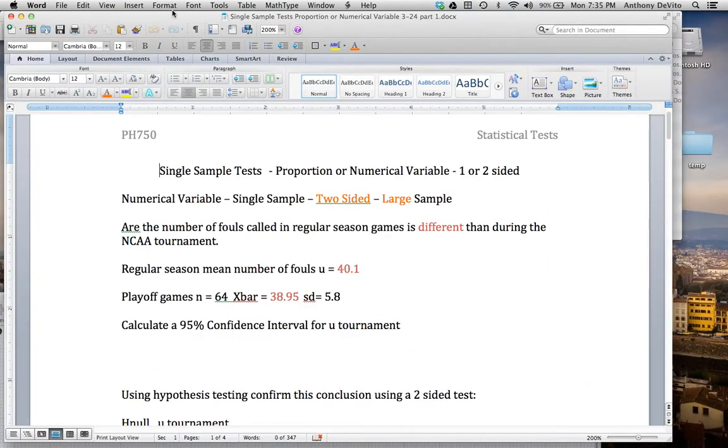It's a Word document, and we're going to go over some typical examples that will show you how you might see problems presented to you that involve single sample tests. Single sample tests basically are situations when you're sampling a population and comparing it to a given number.